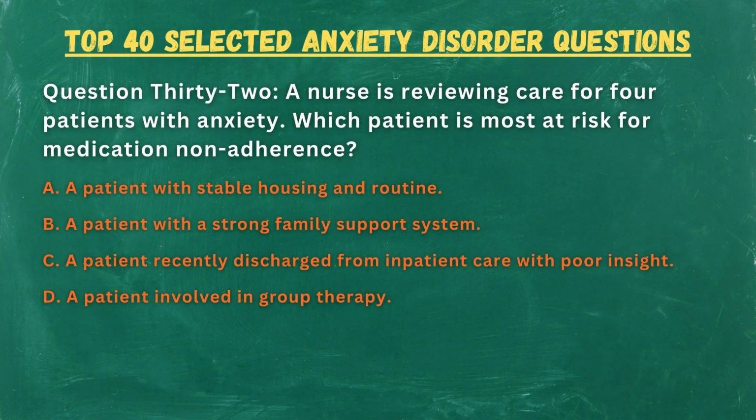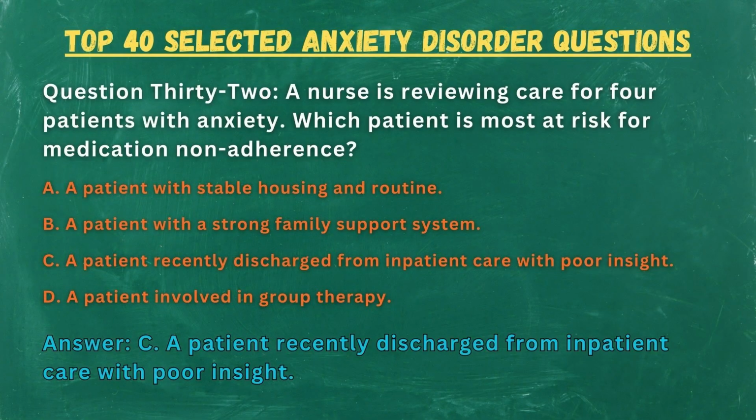Question 32. A nurse is reviewing care for 4 patients with anxiety. Which patient is most at risk for medication non-adherence? A. A patient with stable housing and routine. B. A patient with a strong family support system. C. A patient recently discharged from inpatient care with poor insight. D. A patient involved in group therapy. Answer: C. A patient recently discharged from inpatient care with poor insight.